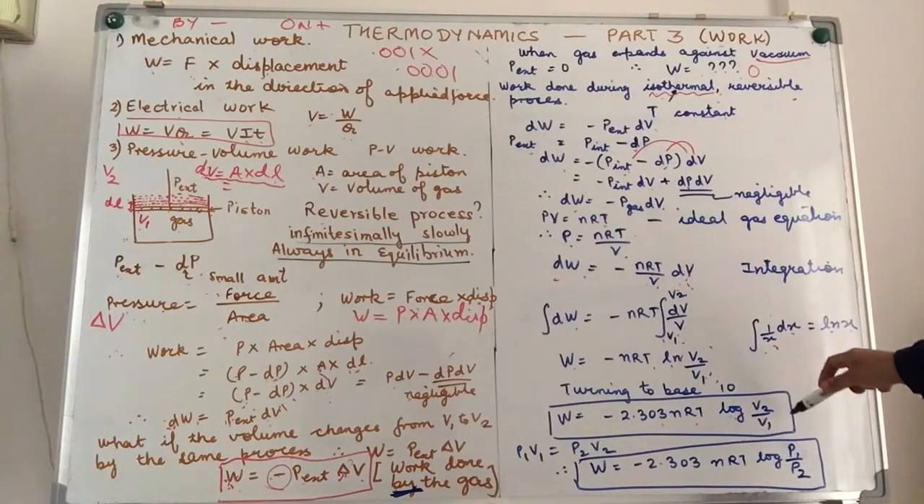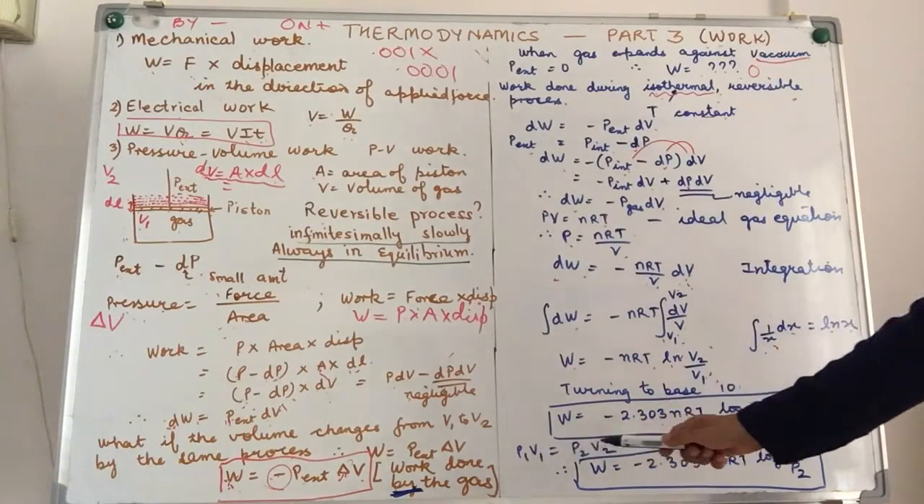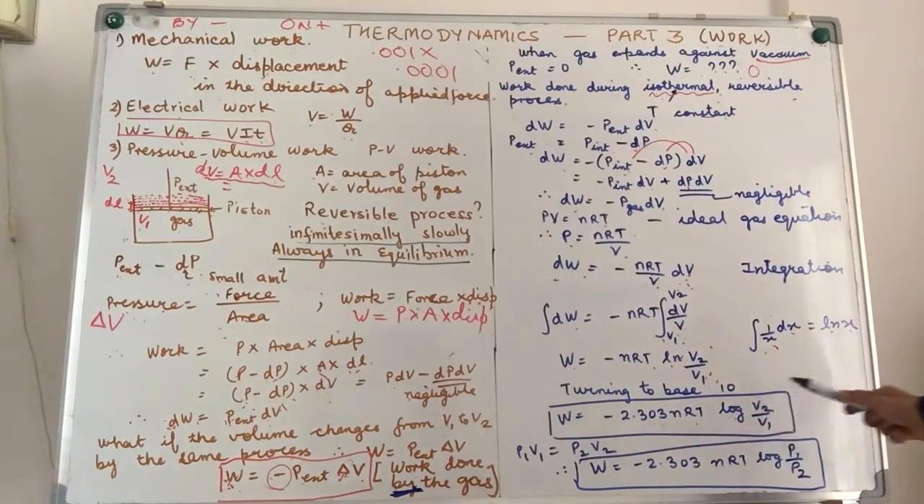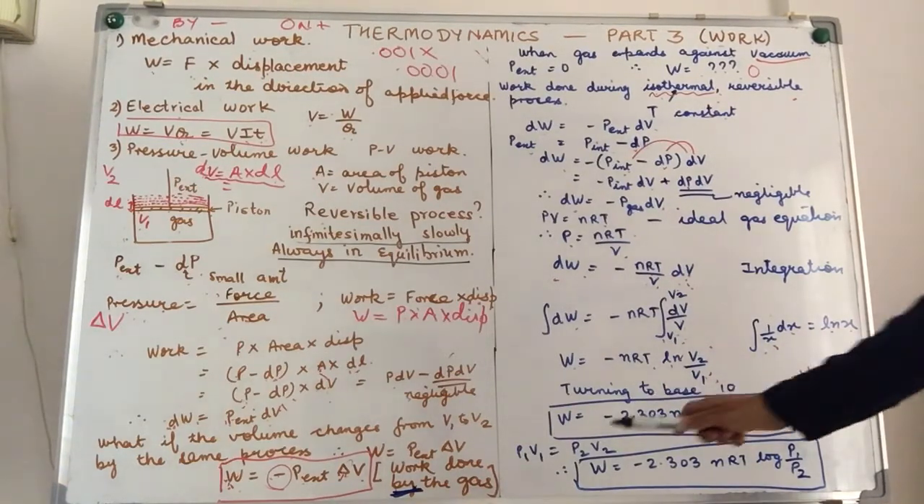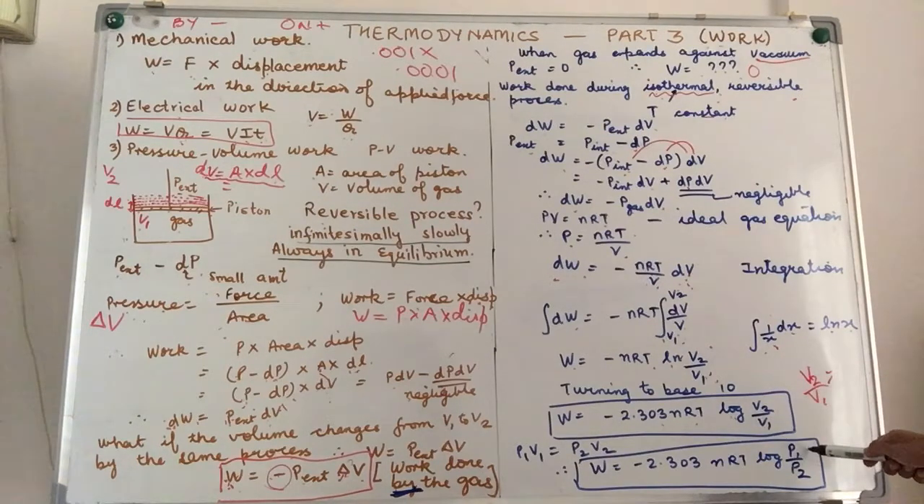We can also express this equation in terms of pressure. P1 V1 is equal to P2 V2. So from here we can get V2 by V1 would be P1 by P2. So V2 by V1 can be replaced by P1 by P2.